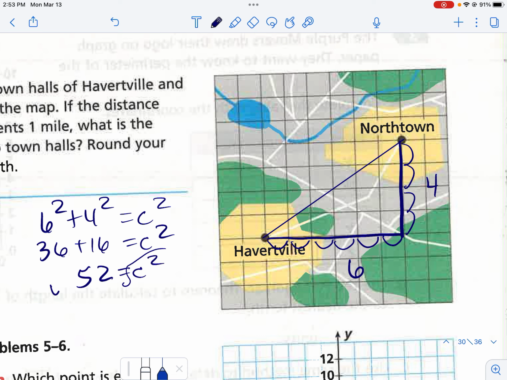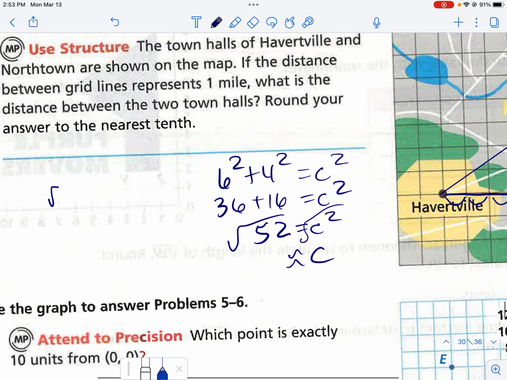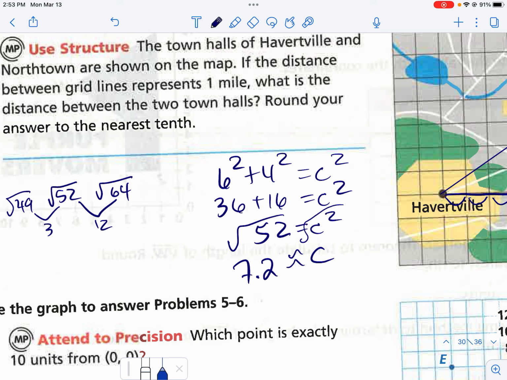I take the square root of both sides. So c is approximately, okay, square root of 52 is between the square root of 49 and the square root of 64. This is 3 away. This is 12 away. I'm going to say 7.2-ish. So 7.2 miles.